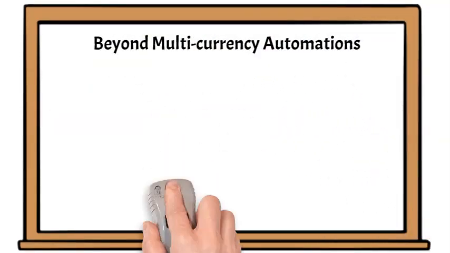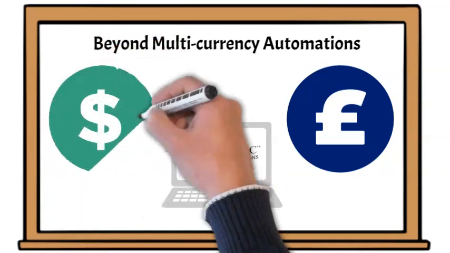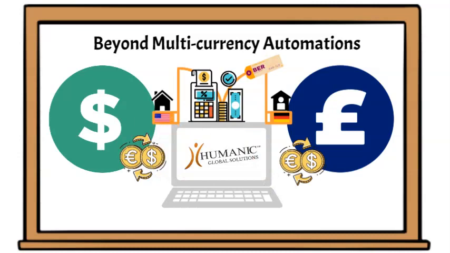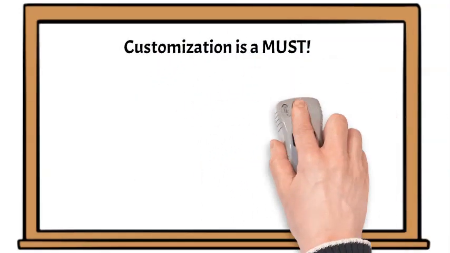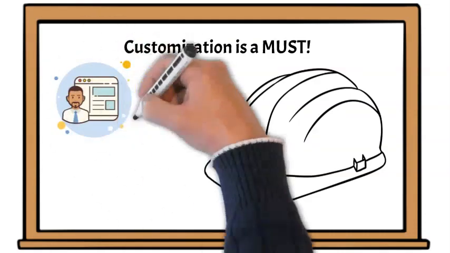Factor 3. Prioritize solutions that can automate the calculations of salaries, taxes, withholdings, and benefit calculations for employees in different countries. Factor 4. Ensure that the solution can be customized to meet the specifics of your payroll needs and reporting requirements.